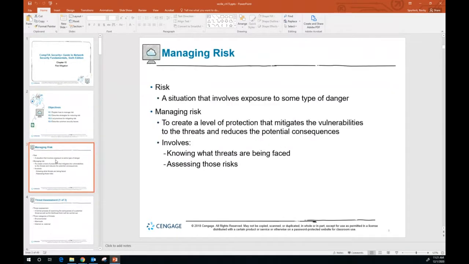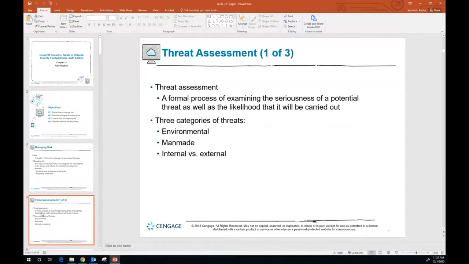A risk can be defined as a situation that involves exposure to some type of danger. We can look at managing risk by creating a level of protection that mitigates the vulnerabilities to the threats and reduces the potential consequences. Now, this involves knowing what threats are being faced, and also assessing those risks. We look at threat assessment, which is a formal process of examining the seriousness of a potential threat as well as the likelihood that it will be carried out.